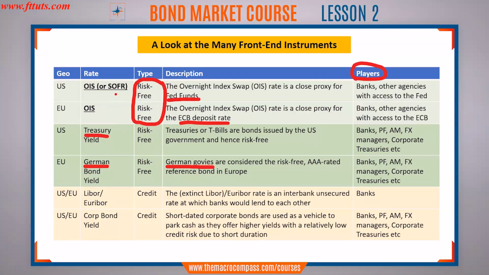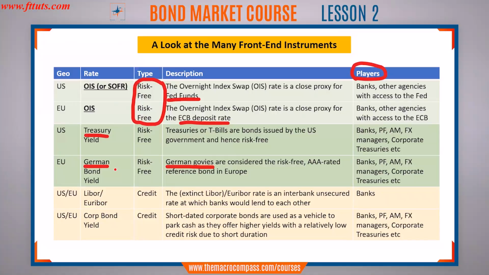Now, as we will see later, if you are again looking for risk-free, if you're a bank, you have your option to deposit at the central bank, or you can buy treasuries or German government bonds. If you are anything else than a bank, you most likely don't have access to a domestic central bank. So your risk-free deposit is not OIS, but it is treasuries or German government bonds.